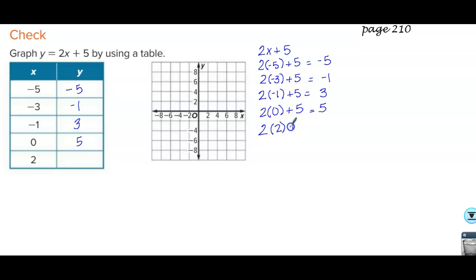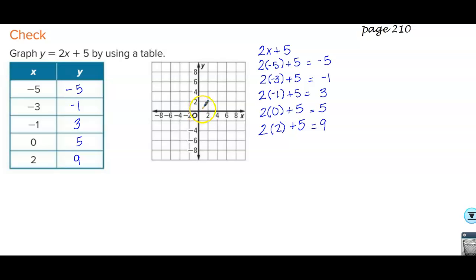When left to my own devices, I generally will only pick 3 values for x. They're going a little over the top. 2 times 2 is 4. 4 plus 5 is 9. You don't really need more than 3. If you get 3 and they're all in a straight line, you generally got the right 3.